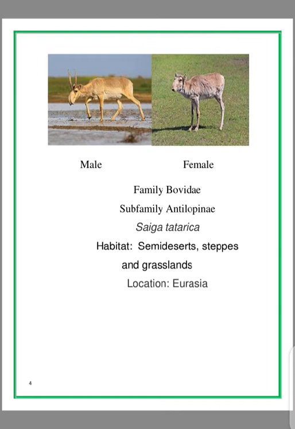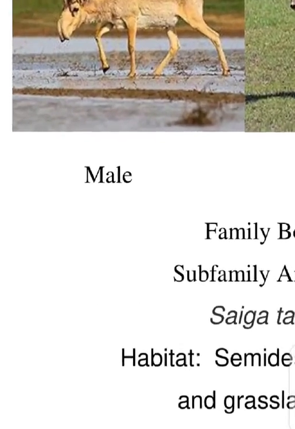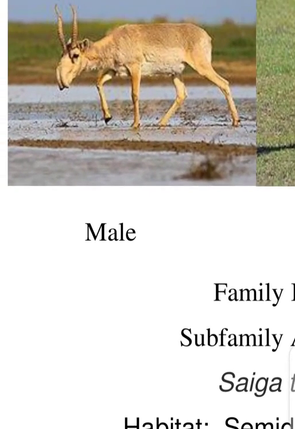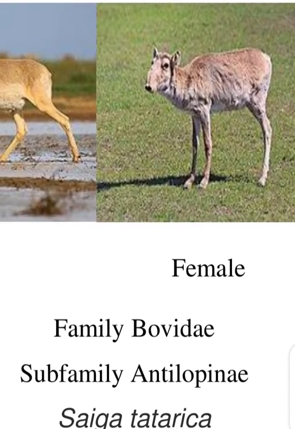This is called a saiga, Saiga tatarica. It is basically a semi-desert, steppe, and grassland antelope. It is found in Eurasia. It's just unique. That's why I included it, despite the fact that it's not found in Africa. If you look at the nose, it displays sexual dimorphism. There is a difference between the male and the female.